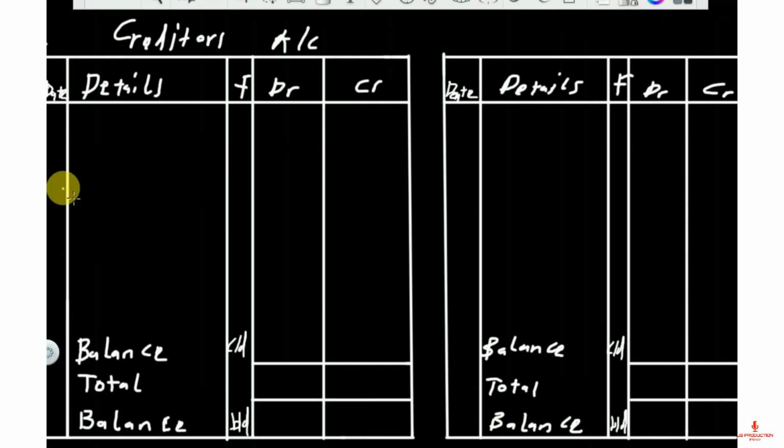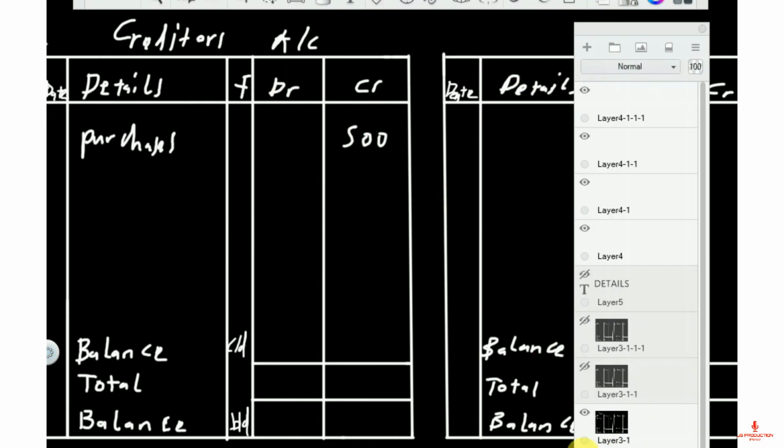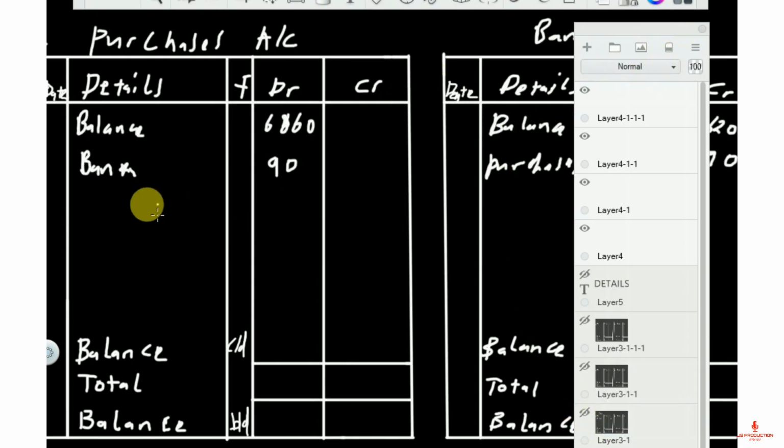So in the creditors account there, we're going to record the purchases. And since we bought from the creditor, that means the creditor was giving out the goods, and you're going to record that on the credit side, 500. And let us record that in the purchases account. So we have our purchases account there. Since the sole trader bought the goods, we are going to say creditor with 500, and we're going to debit that amount.